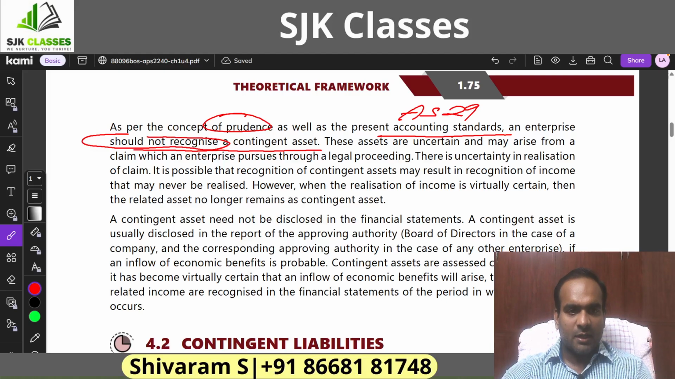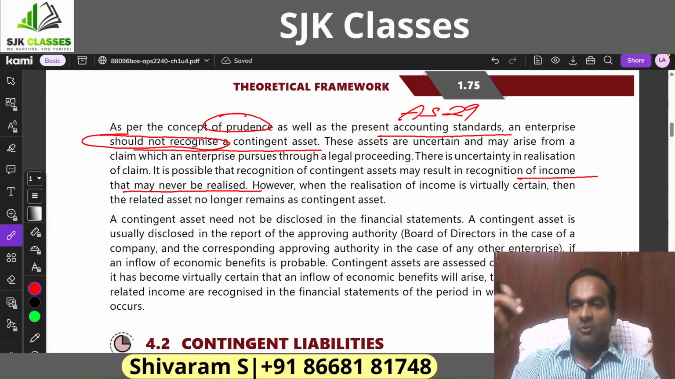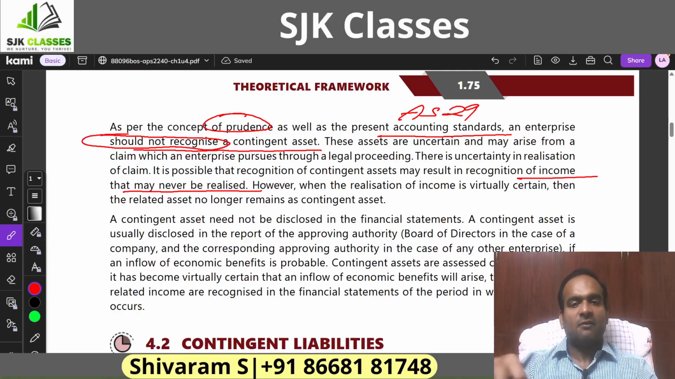The firm should not recognize a contingent asset in the books of accounts. These assets are uncertain and may arise from a claim which an enterprise pursues through legal proceedings. There is uncertainty in the realization of the claim. It is possible that recognition of a contingent asset may result in recognition of income that may, this is the key point, never be realized. So this income can never be realized. So anticipating some future income, I can't book it in the books of accounts now itself.